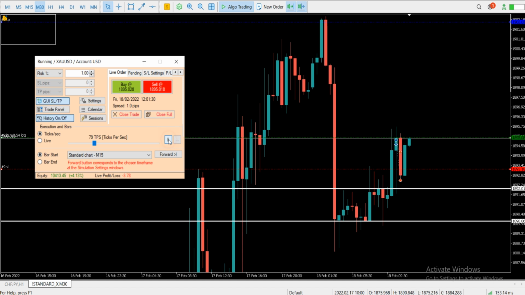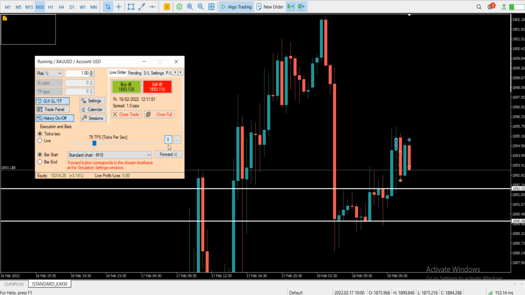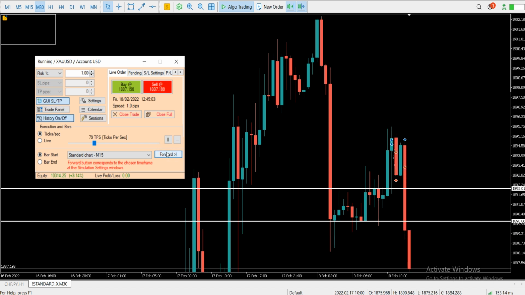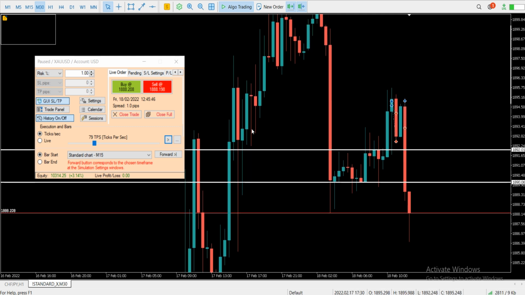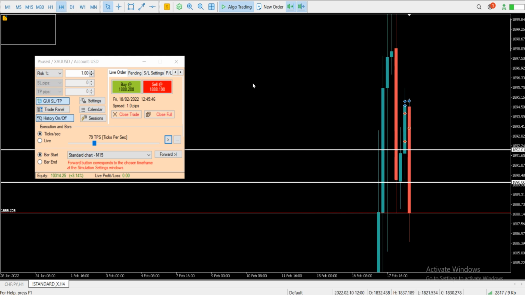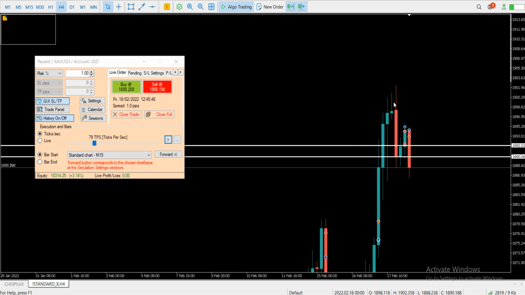Yeah, let's see how. Okay, no, it's not working the way I expected. Looking at the 1 hour, yeah, I would say it was a very high probability for this candle to go up, but it didn't happen.